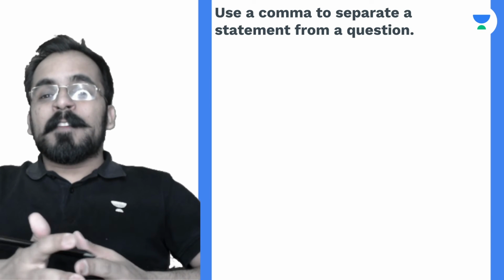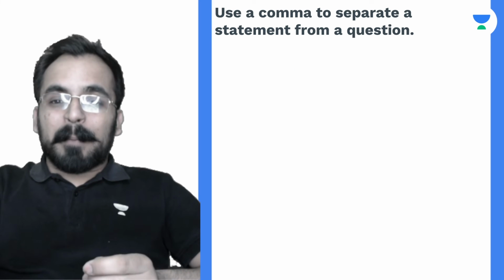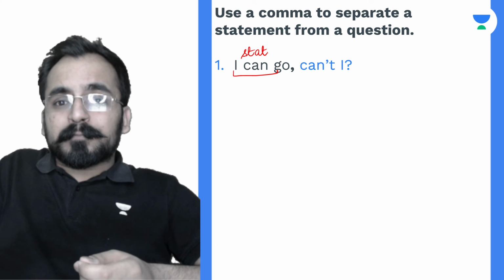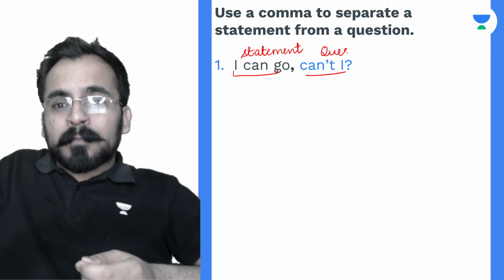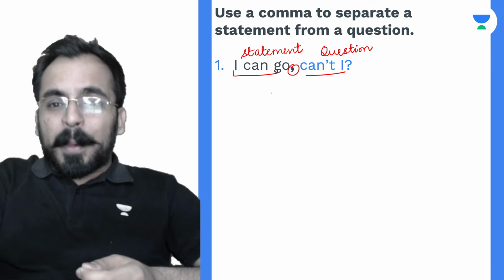Next is, we use a comma to separate a statement from a question. For example, "I can go." That's a statement. "Can't I?" That's the question. So you are separating the statement and the question using a comma.